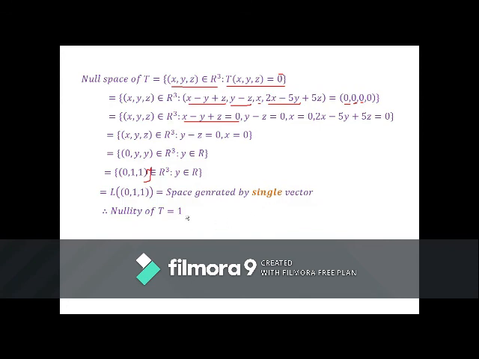So the nullity of T is just 1, because this is generated by a single vector. So the basis of the null space of T contains a single vector. So the nullity of T, that is, the dimension of the null space of T, is 1. Thus we have rank of T plus nullity of T. Rank of T we already have as 2, nullity of T we have 1. So this is equal to 3, and also we have dimension of R3 equal to 3. Hence the rank-nullity theorem is verified. Do you understand, students? Thank you very much.